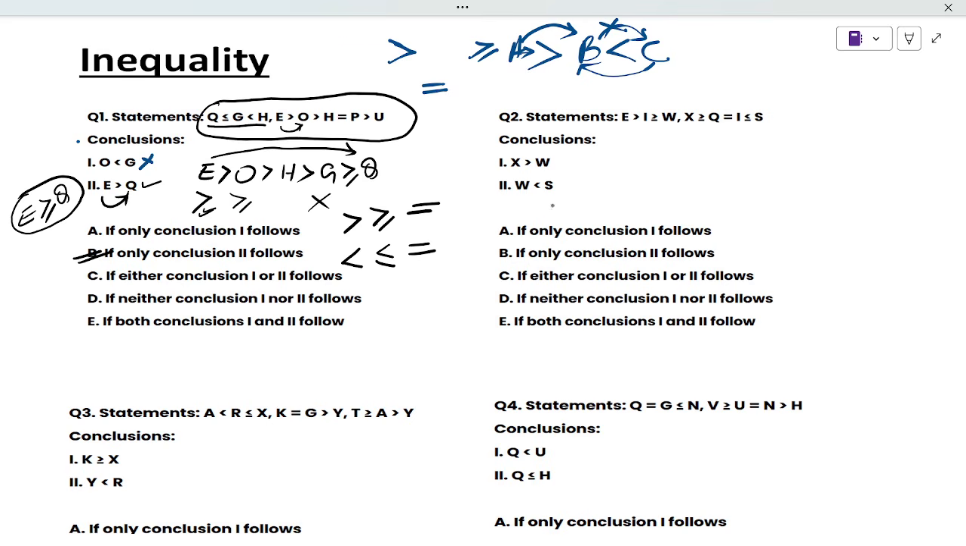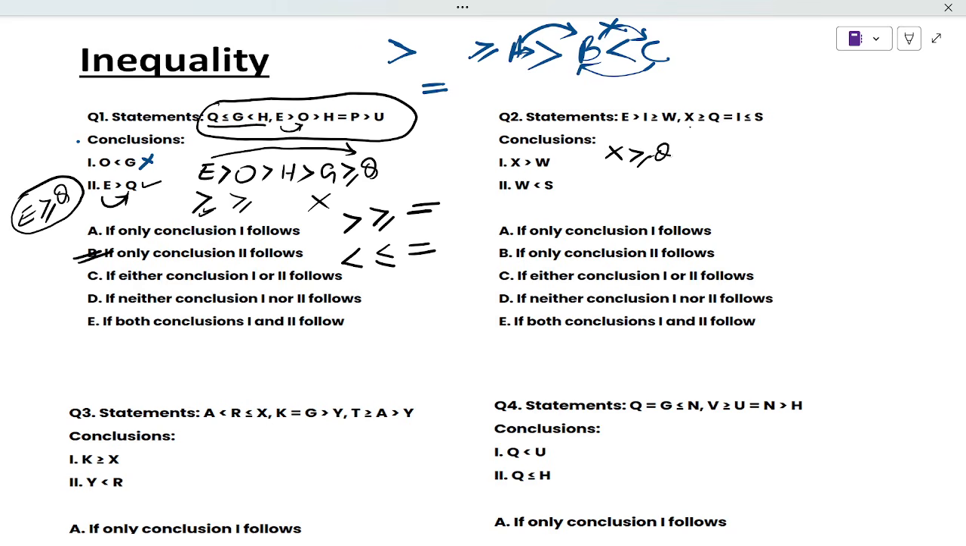So let's check with question number 2. The statement: E is greater than 1, greater or equal to W. It is different: X is greater or equal to Q, equal to, I is smaller or equal to S. Here conclusion 1 says X is greater than W, so we have to check the path from X to W. We have X here.